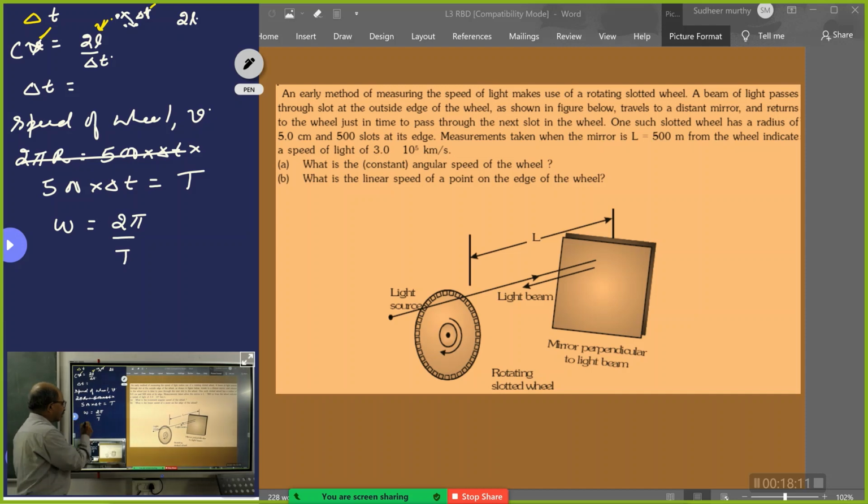So you find out omega. If you know omega, then you have to find out the linear speed. V is equal to omega r. Radius is given, omega you have found out. So if you follow these steps, you should be able to get the speed. Clear? Yes, sir.